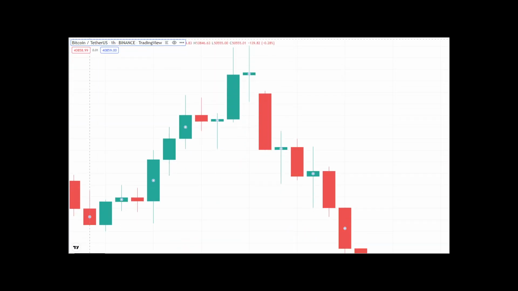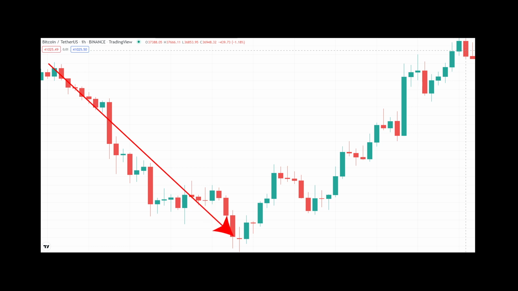After a long green candlestick, a spinning top indicates weakness among the bulls and a potential change or interruption in trend. So the trend will change direction. And after a long decline or a long red candlestick, a spinning top indicates weakness among the bears and a potential change, or interruption, in trend.